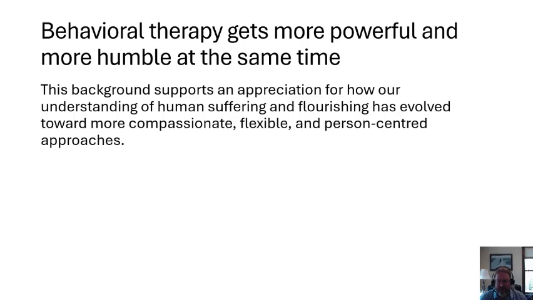And finally, I want to wrap up by going back to highlight one of the important pieces of the knowledge competency here, which is around this appreciation for how our understanding of human suffering and human flourishing has evolved to try to be more compassionate and flexible and person-centered. And so if we contrast that with the hubris of John Watson's early statement about just give me kids and I'll make them the people that we want.